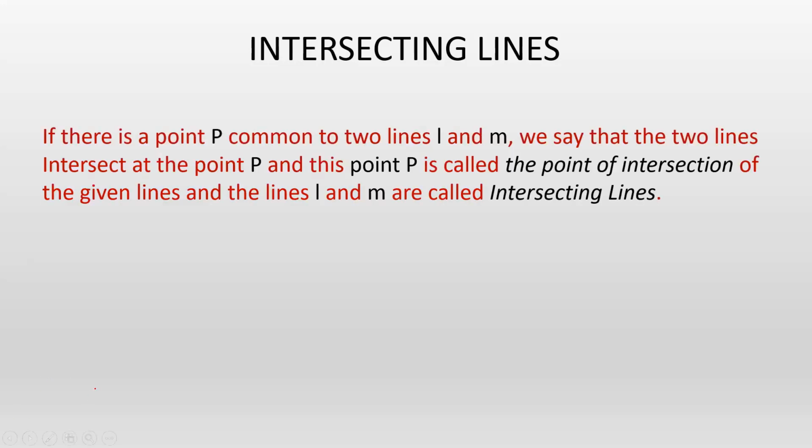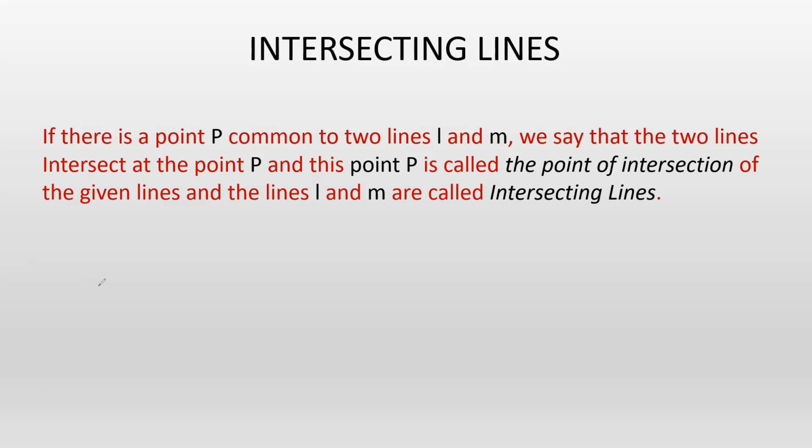Now in today's video we will understand what are intersecting lines. Now by the word lines means that we have two or more lines. Now if there is a point P which is common to say two lines L and M, then we say that P is the point of intersection of the two lines L and M.